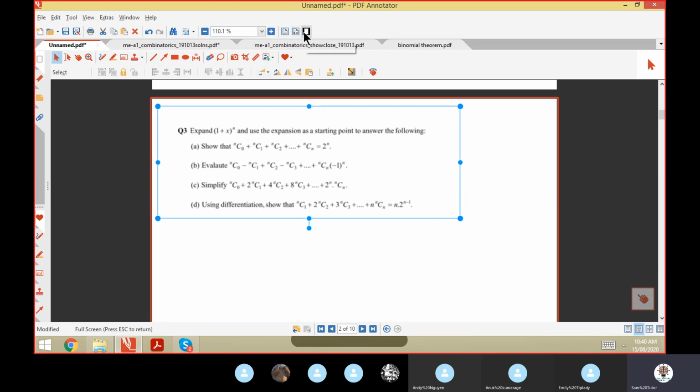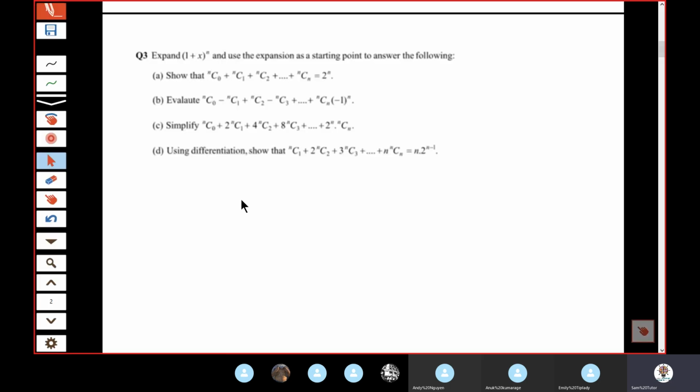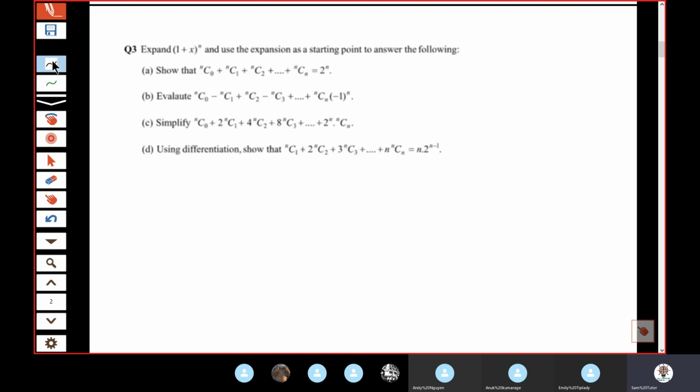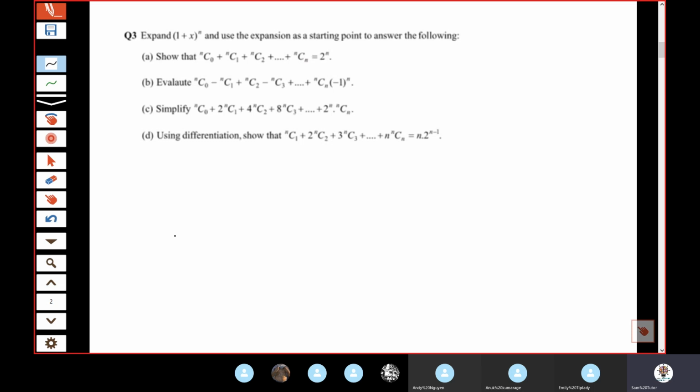Probably the worst section of binomial is this one. It's really bad because it gives you absolutely no direction of what to do. It just says show, evaluate, simplify. This one at least gives you something. It says use differentiation, but that's it. So a lot of students struggle with this. There is good news if you know how to do it.